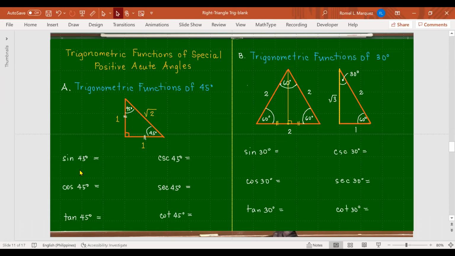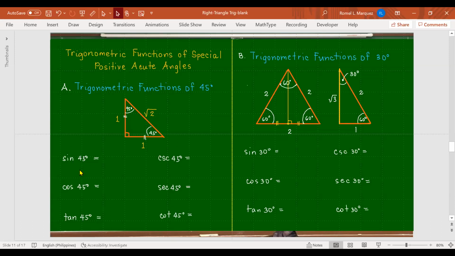No? Let us assign 1. The best number to assign is 1, but you can assign any number. Kung ito'y 10, ito'y 10 din. So if this is 1, this is 1, the hypotenuse is square root of 2, because we square, then we add, then take the square root, from which we can now read the value.